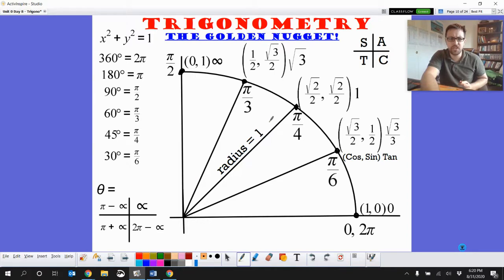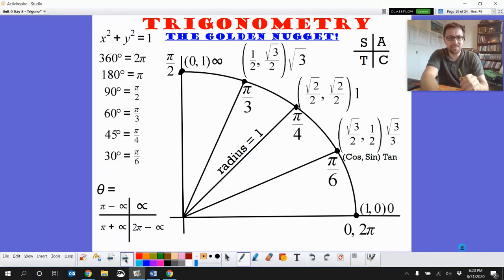Here we've got our positivity chart, important angles, how we created the unit circle, radius of 1, all that good stuff. So make sure that this golden nugget is still living in your brain because it still needs to be in there. We're going to use these a lot and at random times. You'll never know when it's coming. Always be ready to do trig stuff.